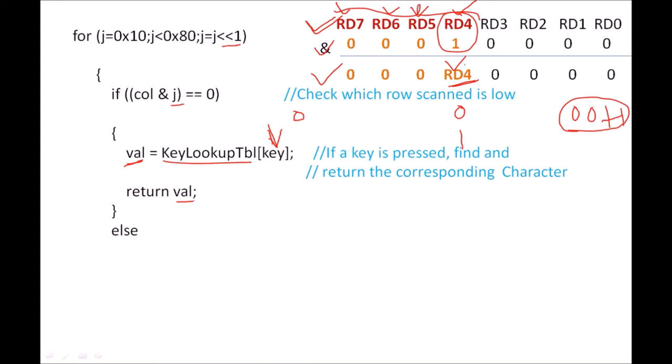Now suppose this key is not pressed by the user, the key related to this column. So next time, what will we do? Here we'll increment the pointer, so key should point to the next element in the lookup table. And we are shifting this J by 1 bit in the left direction, and we are repeating the same process.